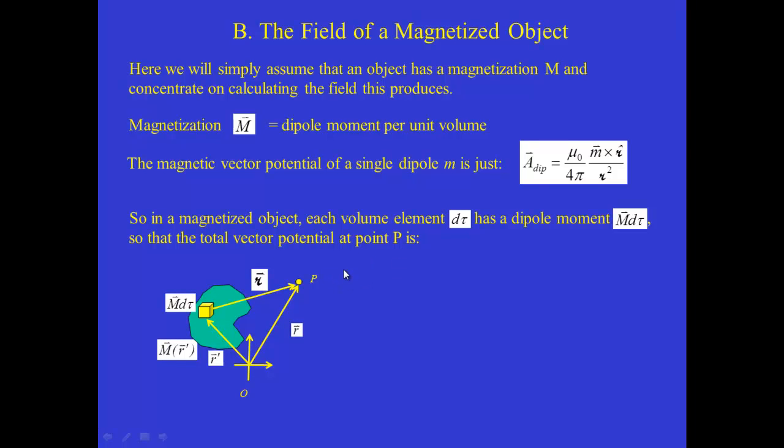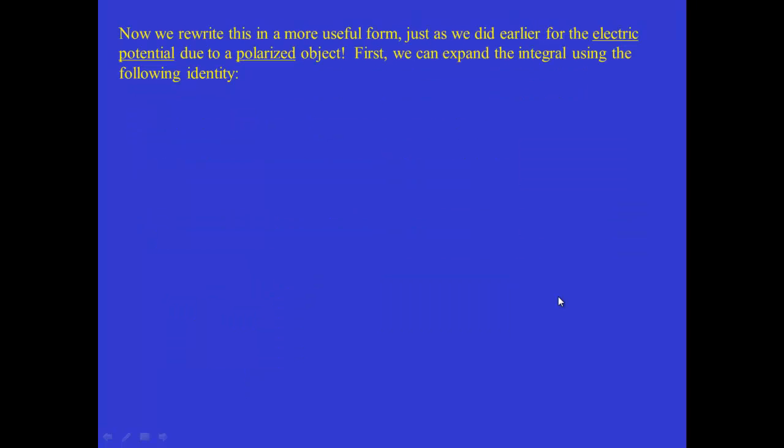We can use this familiar geometry where we've got this solid object, divided up into little volume elements d tau, so M d tau gives us the dipole moment. Then we can write down the overall A at a point P in the vicinity of the object by simply integrating the expression for the dipole over the volume of the object, where we've replaced little m with capital M d tau. So it's exactly the same integrand as in the dipole term for the vector potential.